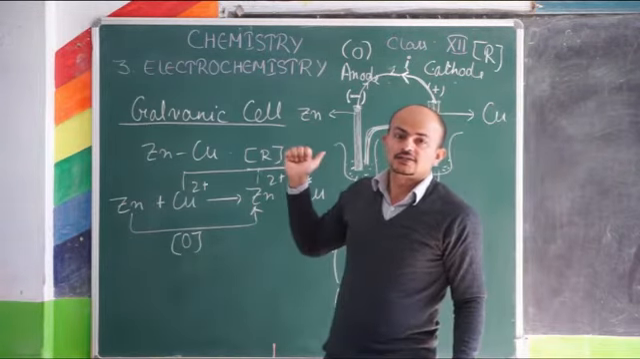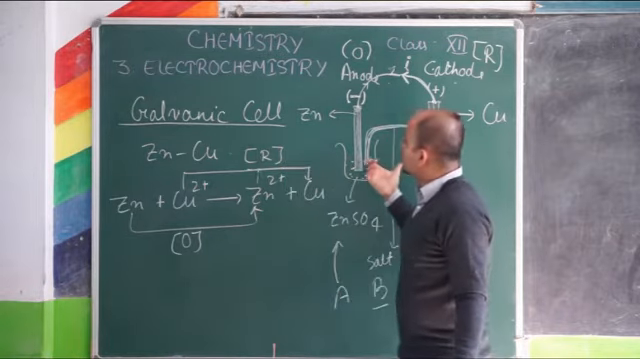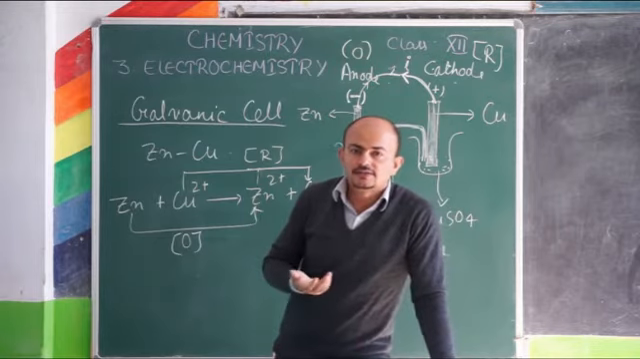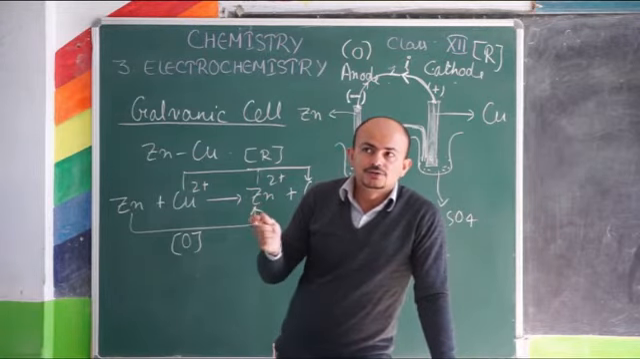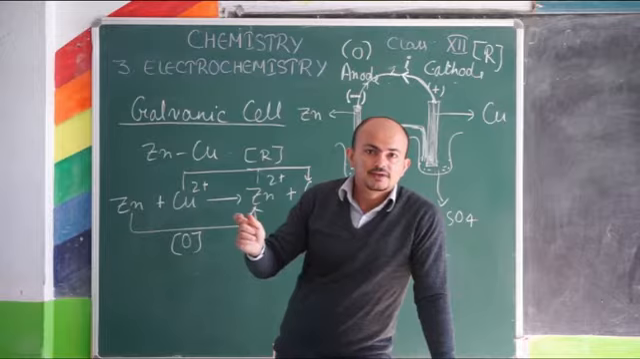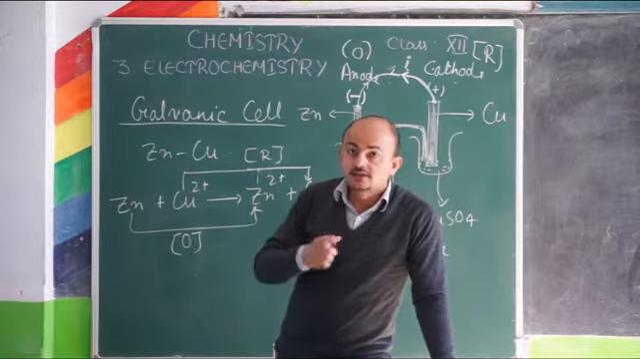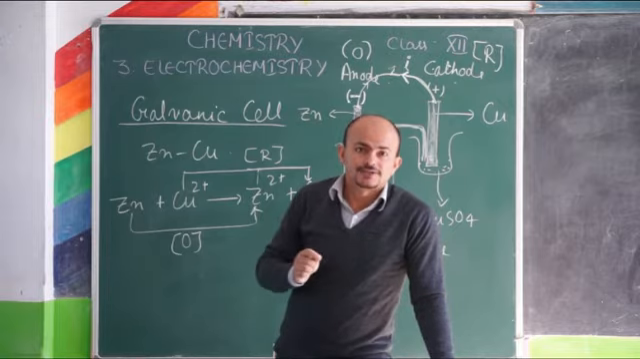Can you give me some common example where you are using a chemical reaction and generating electric current? Yes, it's the batteries, the cells, the batteries. There what happens?